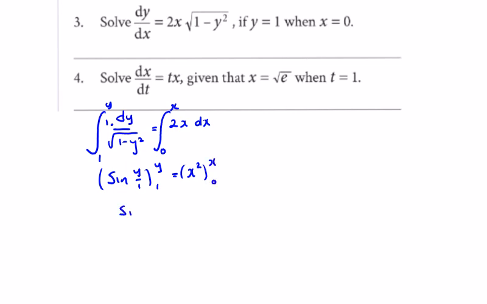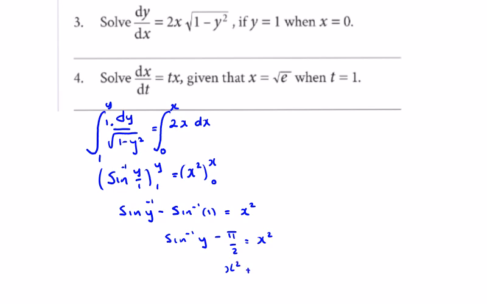So we're going to get the inverse sine of y minus the inverse sine of 1, that gives 90 degrees, is equal to x squared minus 0. So the inverse sine of y minus, I can write it as pi over 2, is equal to x squared.